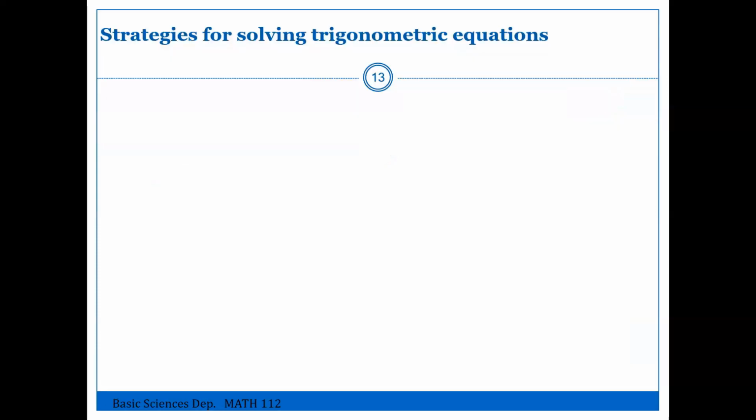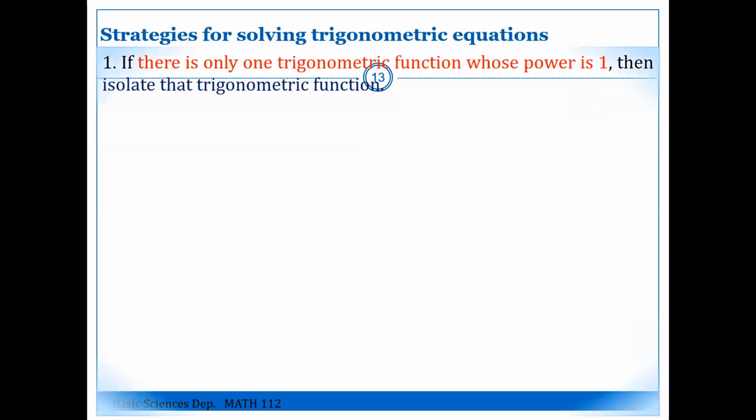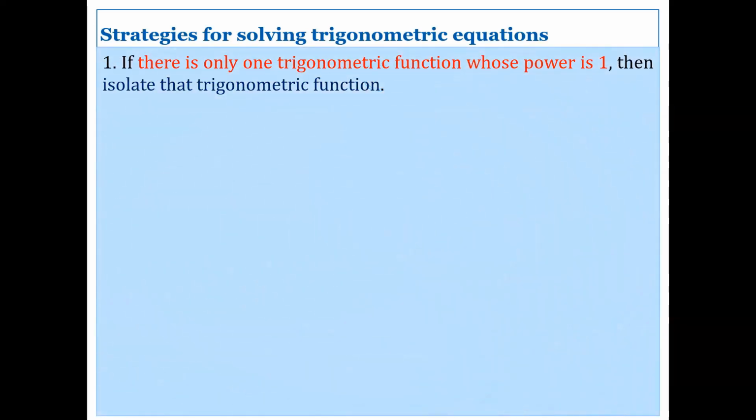We start first with the strategy. What are the different steps to solve a trigonometric equation? We have different types of trigonometric equations. The easiest type is when we have only one trigonometric function in the equation and the power of the trigonometric function is 1. What does it mean?